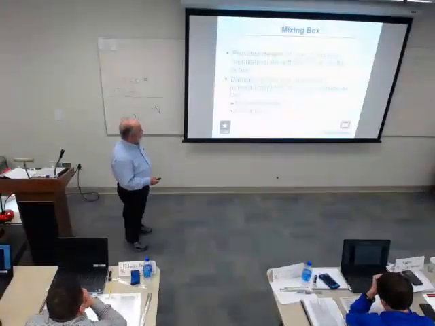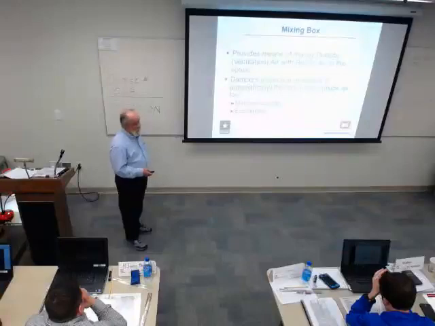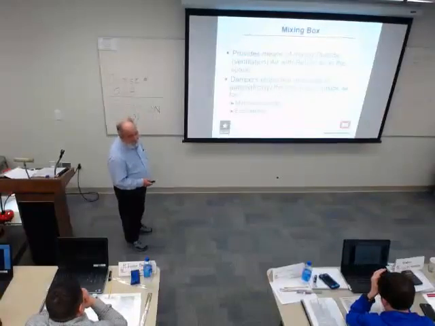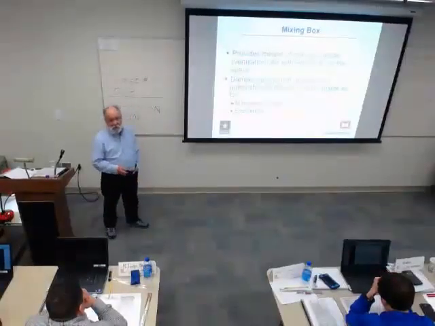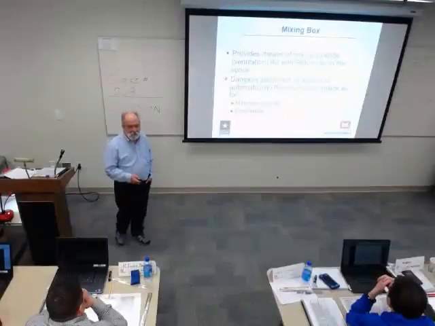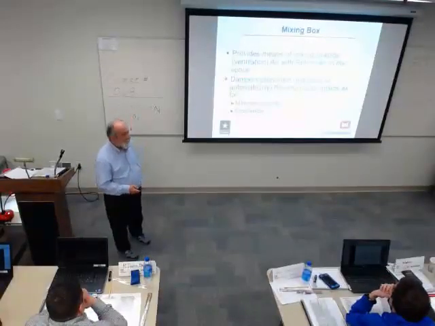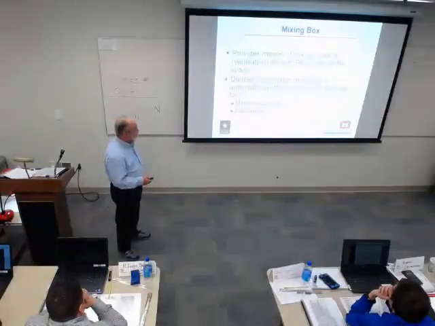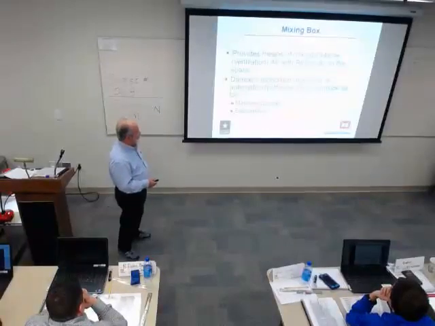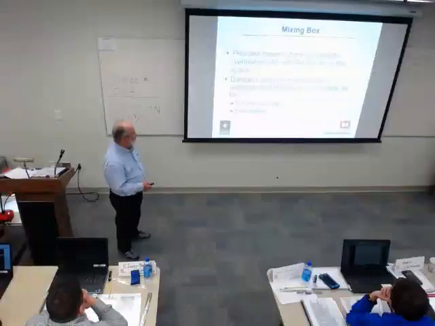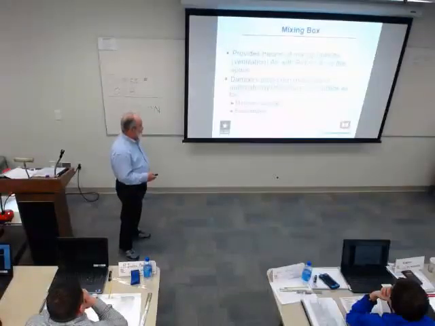So the mixing box provides a location. It doesn't provide a means. If you're really sure you have to have a means there, you have to put a means in. There's various things that are used to ensure mixing, if that's critical. And also it's supposed to provide a means of mixing outside air with return air from the space.